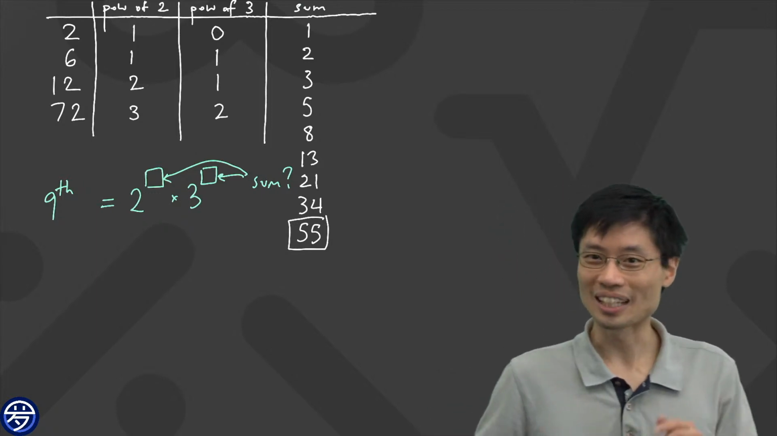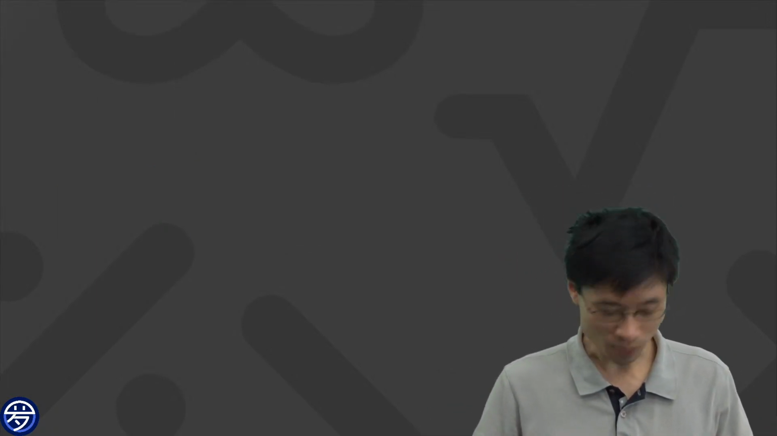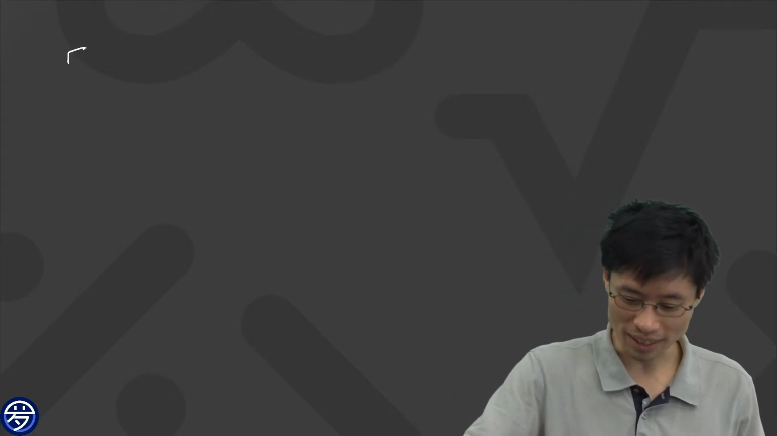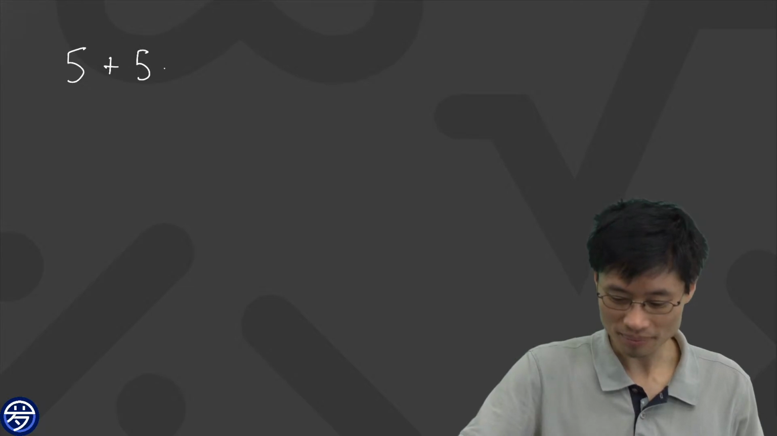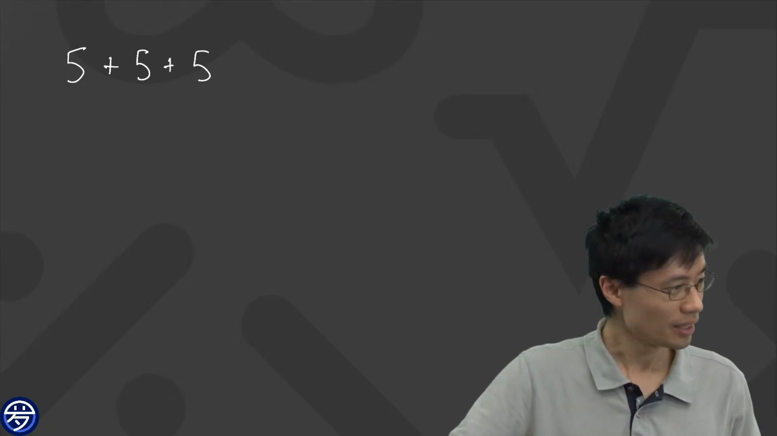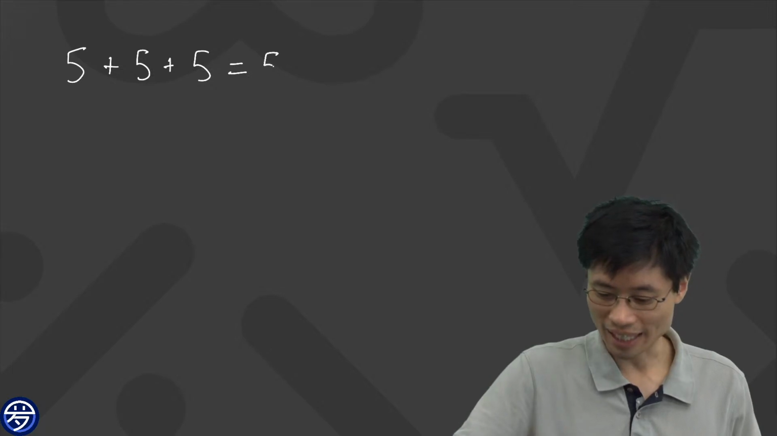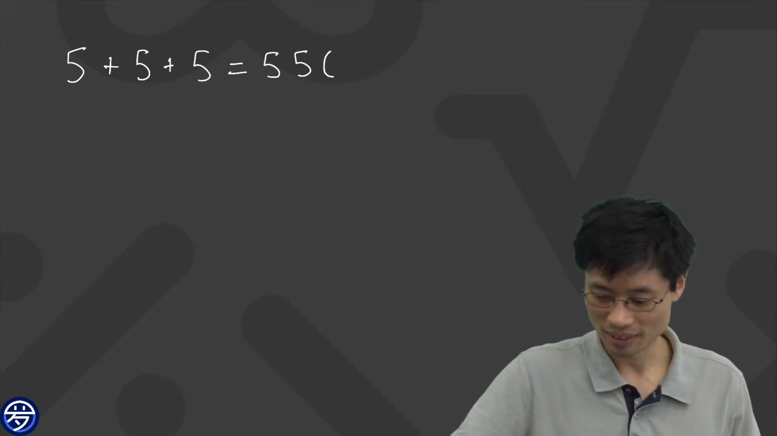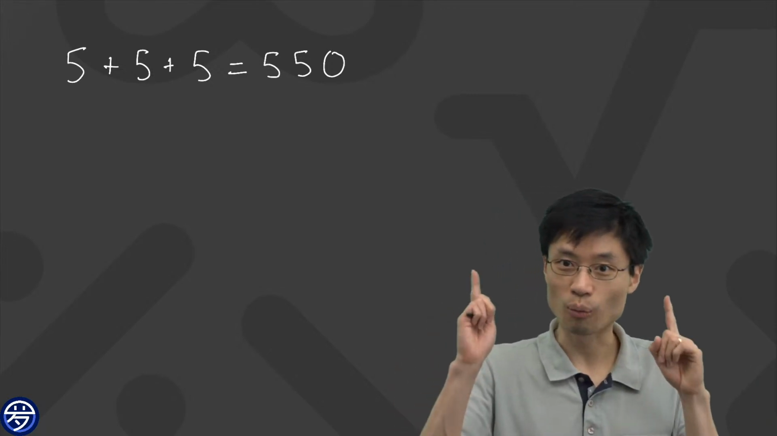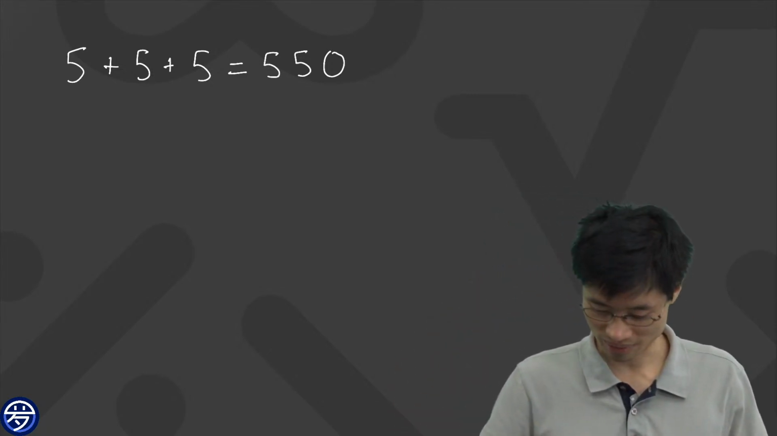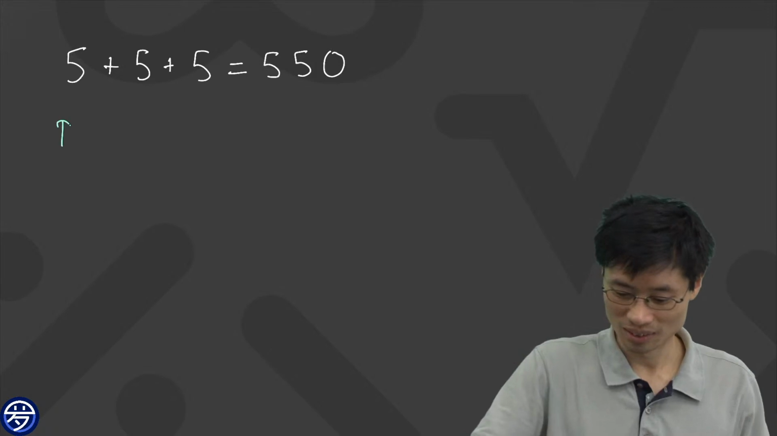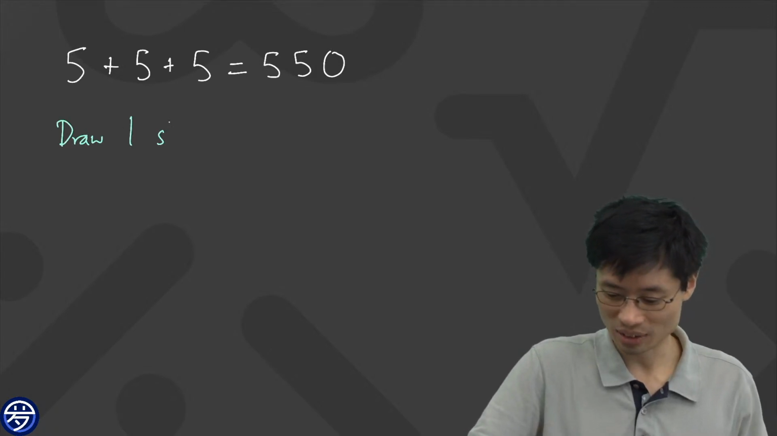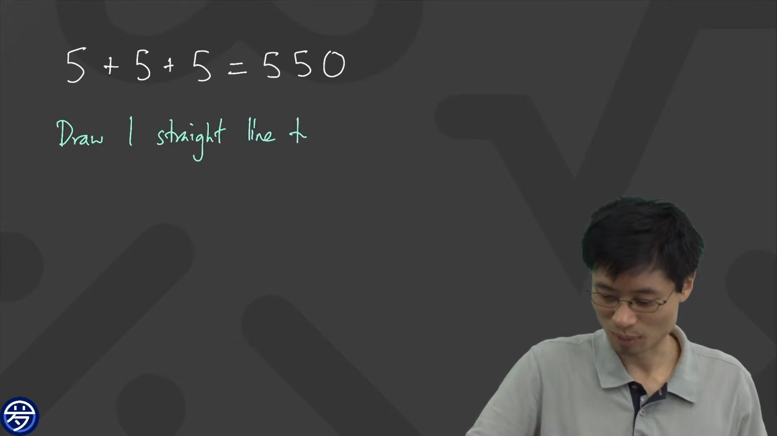What? Why are you asking me all these puzzles? Now I'm curious. Moonwatcher 123. 5 plus 5 plus 5 equals 550. And you're saying that we get to draw one straight line and we have to make it true. Draw one straight line to make it true.